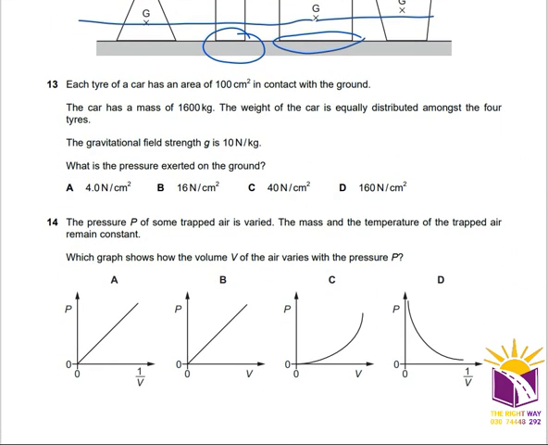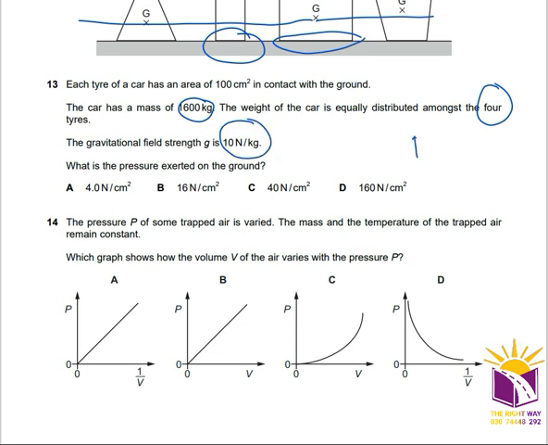Question number 13. Each tire of a car has an area of 100 centimeter square in contact with the ground. So it is a car. The car has 4 tires. The car has a mass of 1600 kg. The weight of the car is equally distributed among the 4 tires. The gravitational field strength g is 10 Newton per kg. Find the pressure exerted on the ground.